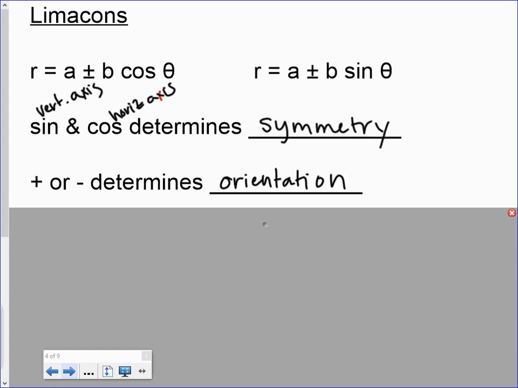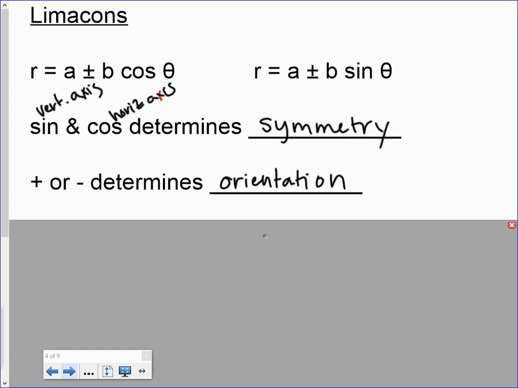Thank you. Or a minus b cosine theta. So it's going to be one or the other. And I'm just going to write down really quickly a couple of things. If it was a plus b cosine theta, then the orientation of my limacon would be to the right side of my graph. So it's kind of like the circle, like how we would say the circle was on the right side of the vertical axis. Versus if it's a minus b cosine theta, then it would be on the left side.